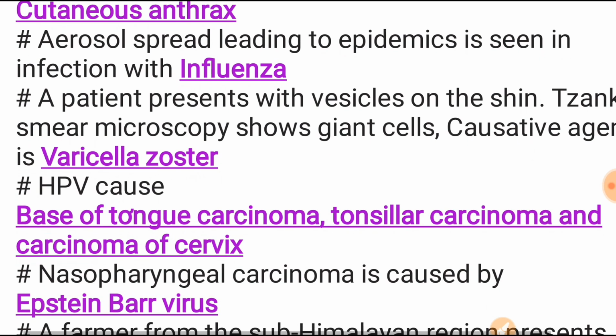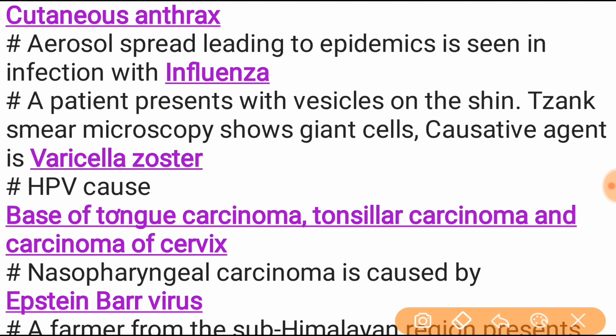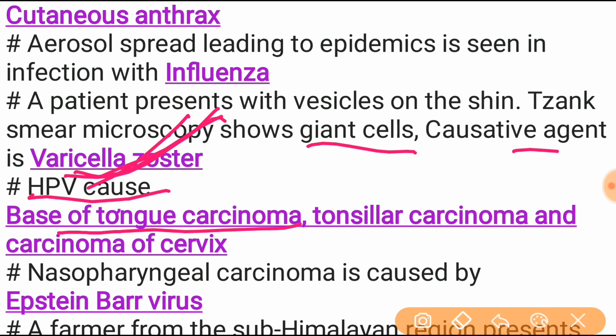And next one is aerosol spread leading to epidemics seen in infection with influenza. The patient presents with vesicles on the skin, and the Tzanck smear microscopy shows giant cells, causing this is varicella zoster. HPV causing organism: base of the tongue carcinoma, tonsillar carcinoma, and carcinoma of the cervix, human papilloma virus.